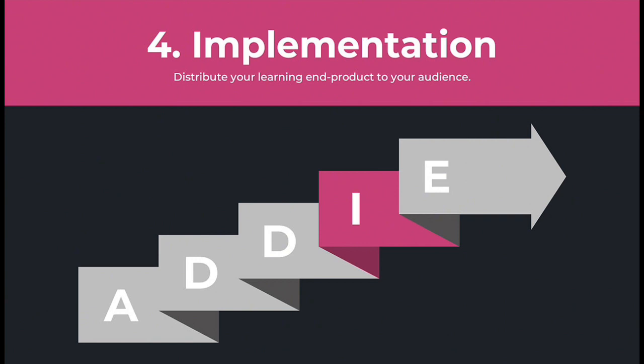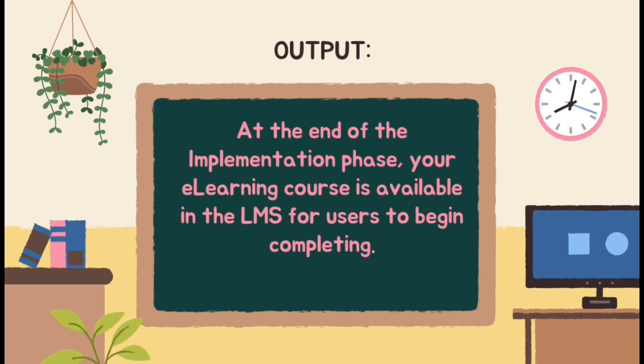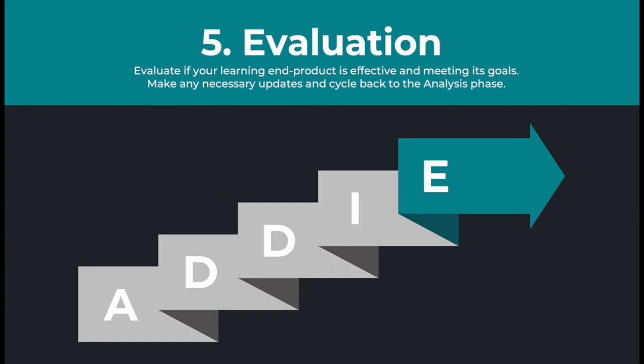Your e-learning course has been created, tested, and approved. Now it's time for your learners to take the course. Most often in the world of e-learning, this means exporting your file and uploading the course to a learning management system. During the export process, make sure you work with your client to know the exact settings they prefer for tracking. Once the course is distributed and users begin taking the course, pay close attention to see if any issues arise. At the end of the implementation phase, your e-learning course is available in the LMS for users to begin completing. The final phase in the ADDIE model is evaluation.